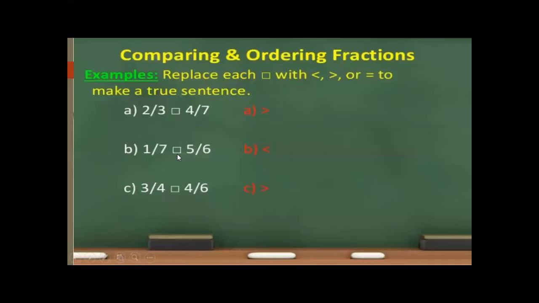Here we also have the cross multiplication. 6 ones are 6, 7 fives are 35. So here we have 6 upon 7 and 35 upon 6. We know very well that 35 upon 6 is larger. So we will use less than here: 6 upon 7 is less than 35 upon 6.